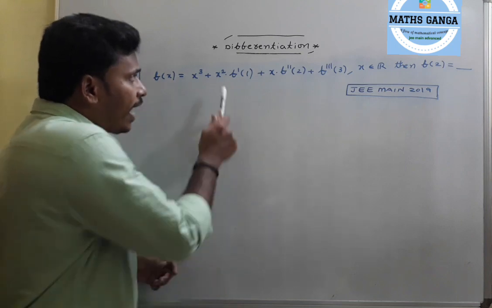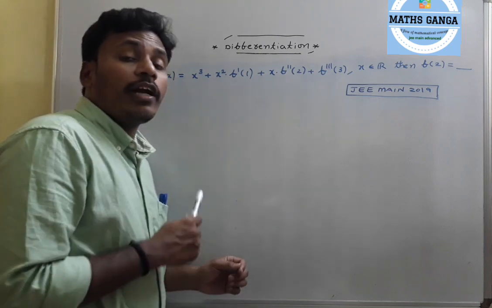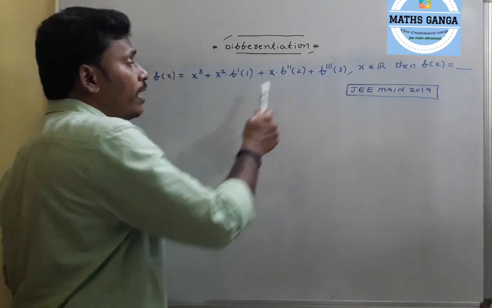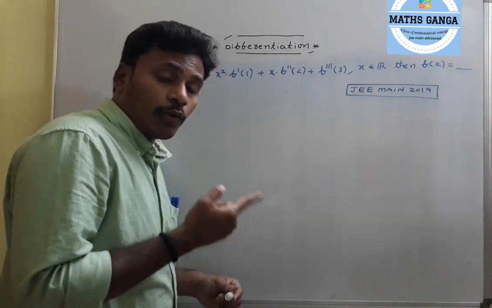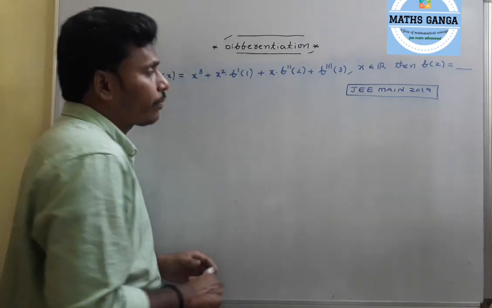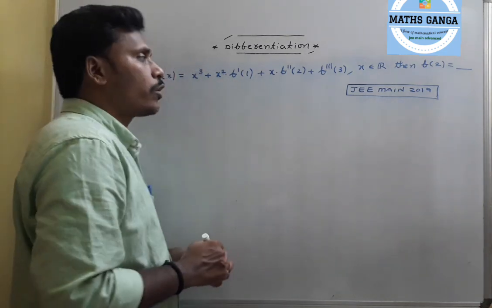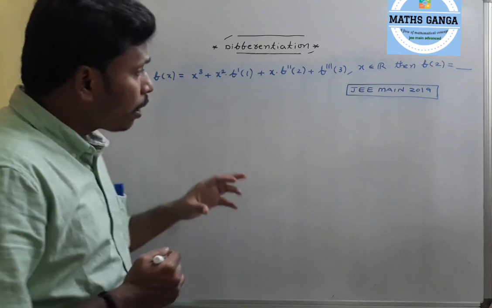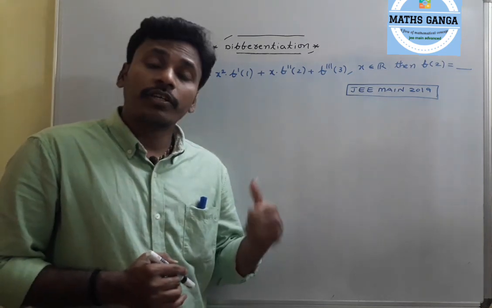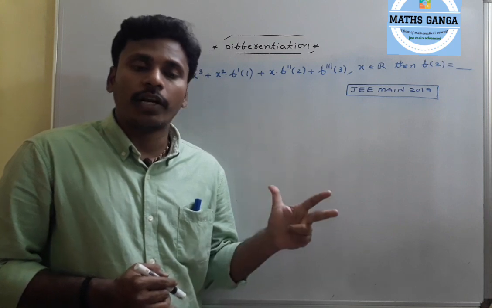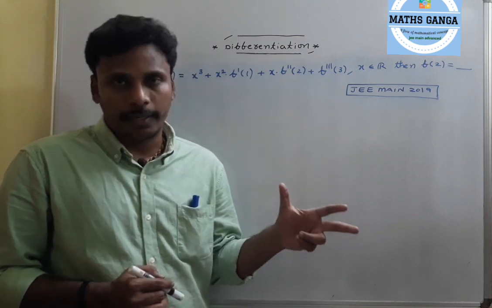See, we know that f dash of 1, the derivative of f at x equals 1, f double dash of 2, the second derivative of f at x equals 2, and f triple dash of 3, the third derivative of f at x equals 3. That means the problem involves the first, second, as well as third derivative of f, so we need to differentiate three times.